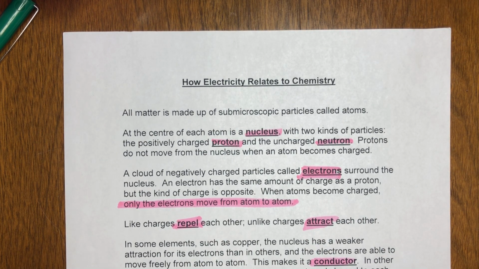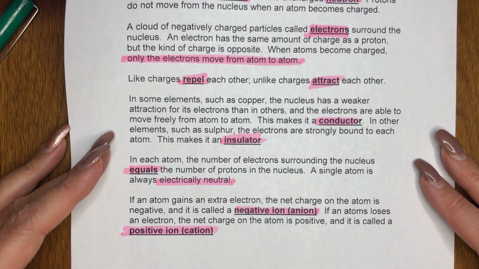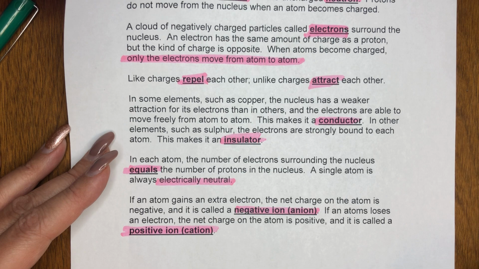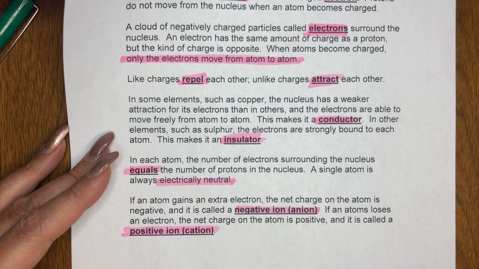In each atom, the number of electrons surrounding the nucleus equals the number of protons in the nucleus. A single atom is always electrically neutral. If an atom gains an extra electron, the net charge on the atom is negative, and it is called a negative ion or an anion. If an atom loses an electron, the net charge on the atom is positive, and it is called a positive ion or a cation. So we will use these principles in order to understand electricity in this next section when we talk about exploring static charges.